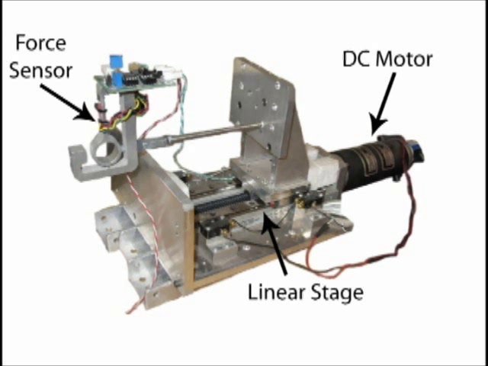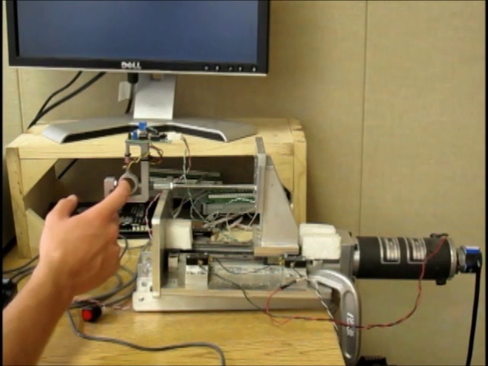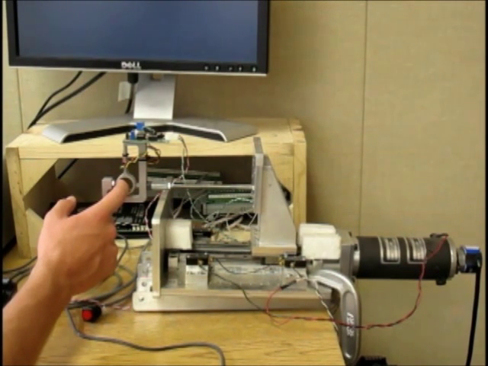The admittance-type device moves on a lead screw-driven linear stage that is actuated with a DC motor. The force sensor is mounted on the moving portion of the device. The subject interacted with the device by applying a force on the force sensor.